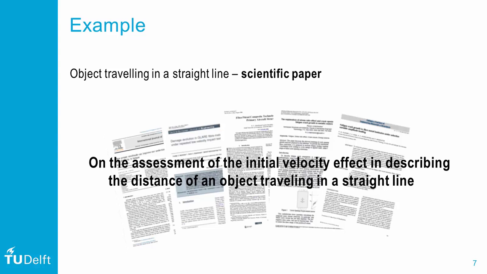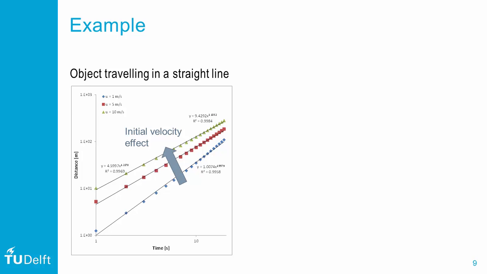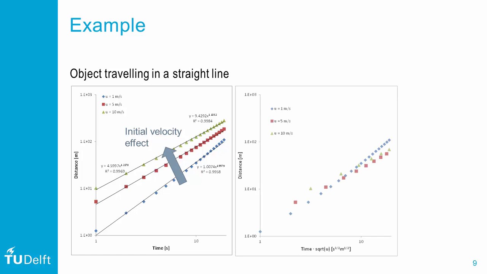However, there is another approach to this problem. Apparently not only time is the governing parameter here, but also the initial velocity. So when we go back to this graph, we can try to find the parameter in the x-axis that includes both time and the initial velocity. Here we are, with time times square root of initial velocity, all 3 curves collapse. And this is magic moment number 3.